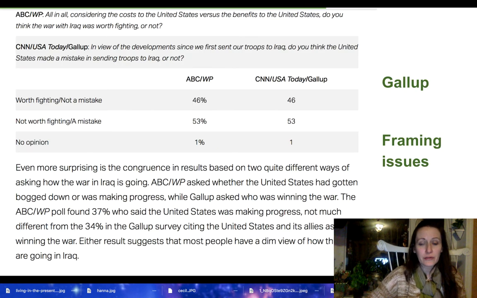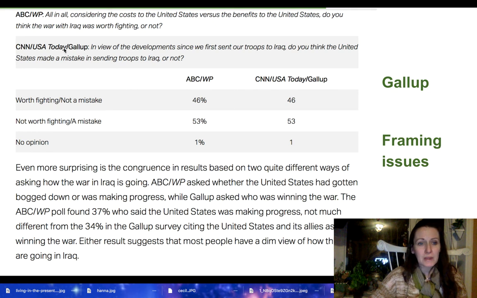Right, then we have framing issues, how questions are framed. And this comes from Gallup polls. So notice that there are two different questions here. It's the same content, but it's the way they're framed. The first one, which was done by ABC and the Washington Post: all in all, considering the cost to the U.S. versus the benefits to the U.S., do you think the war with Iraq was worth fighting or not? Their results: 46% said it was, 53% said it wasn't.